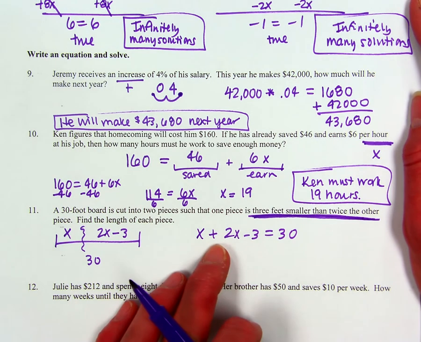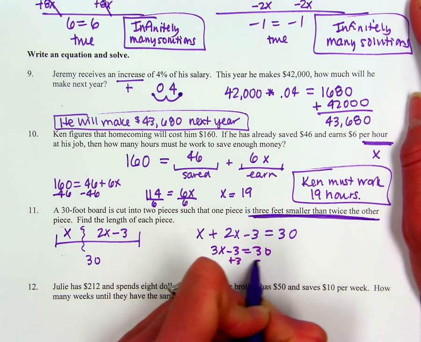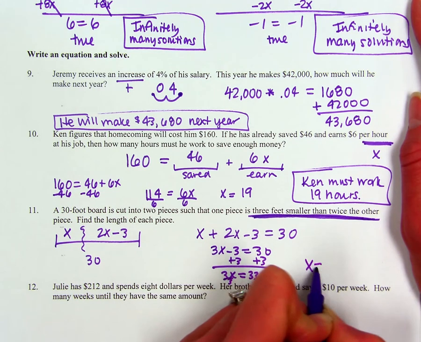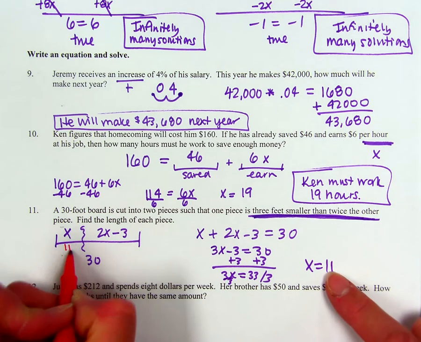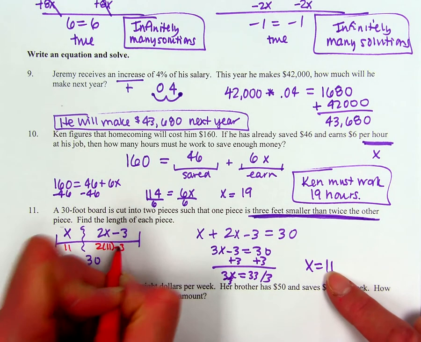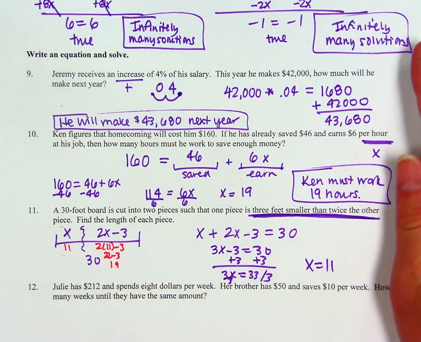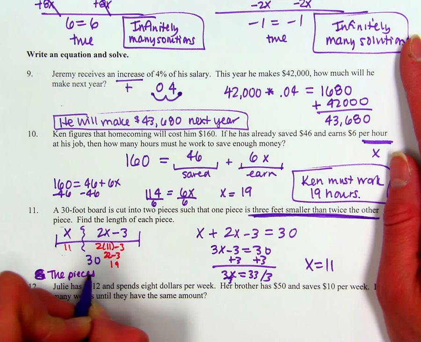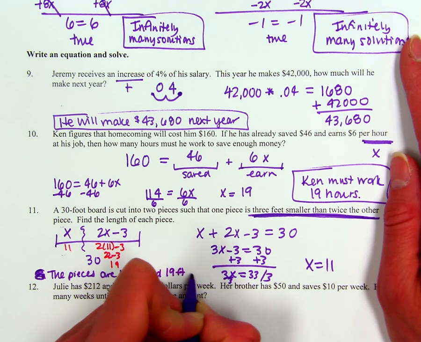All right, so now you can just solve your equation. X and 2x is 3x. Add 3 to both sides. We get 3x equals 33, and then you divide by 3, and you get x equals 11. Now, it says find the length of each piece. So this is 11. This one's 2 times 11 minus 3, which is 22 minus 3, or 19. If these are both in feet, we'll say the pieces are 11 feet and 19 feet long.